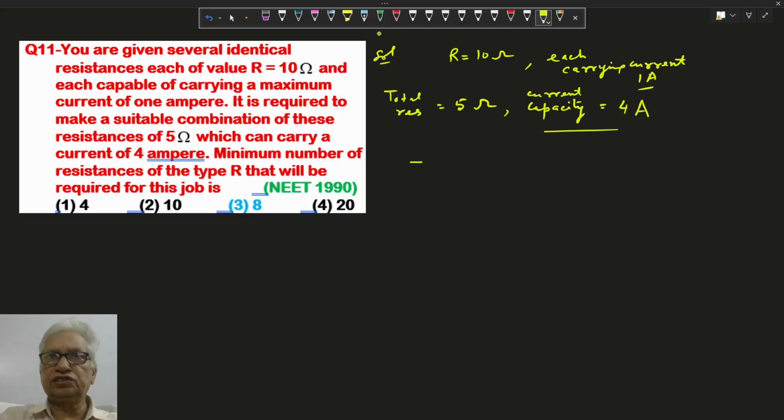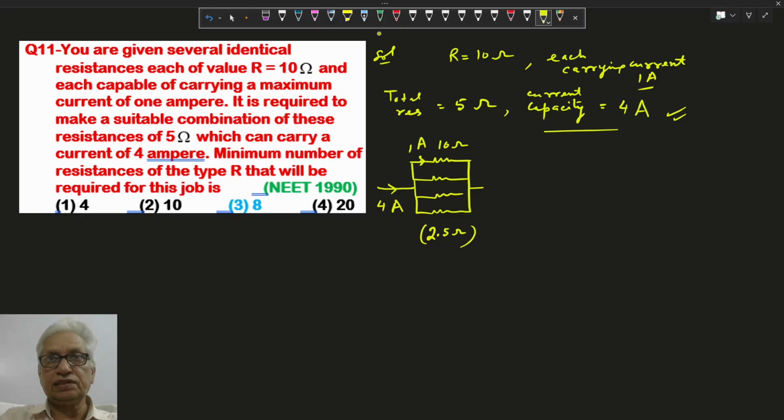It means to satisfy this second condition, we have to connect each 10 ohm resistance in parallel 4 times. One can carry 1 ampere, so now these 4 resistances in parallel can carry 4 ampere current. But making one group, the resistance becomes 10 by 4, that is 2.5 ohm, and it can carry 4 ampere current. We need 5, which means we need one more such group. We connect them in series. The series formula is R1 plus R2, and this one is also 2.5 ohm.